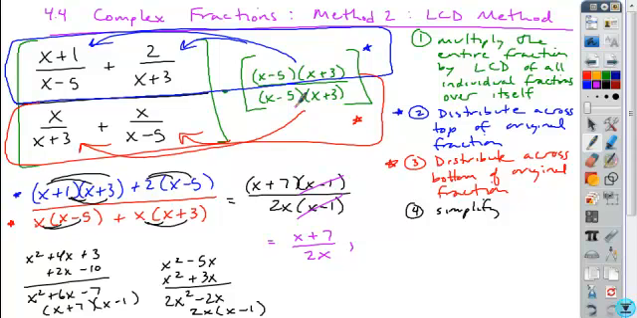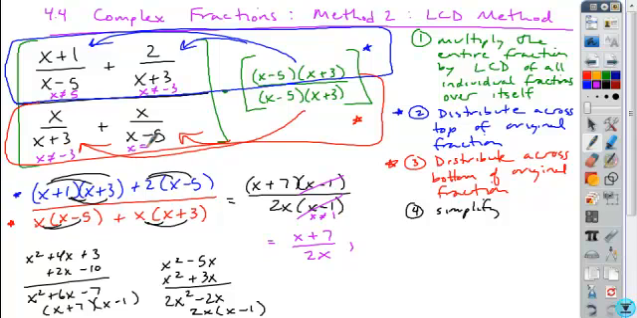Okay, however, the disadvantage is it's harder to identify the domain restrictions because all you see here is that x can't equal 1. What you don't see is in the original form, you have to go back and test for all the possible restrictions from the original form as well.